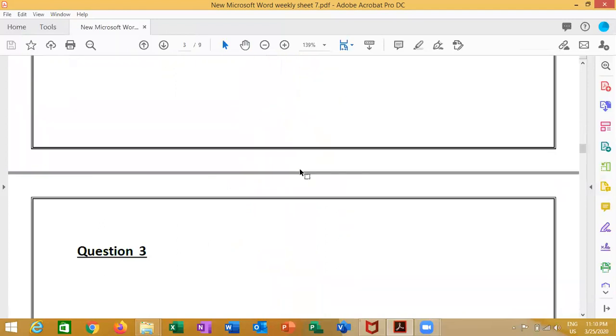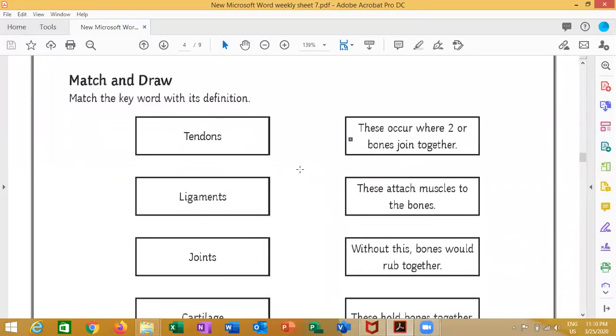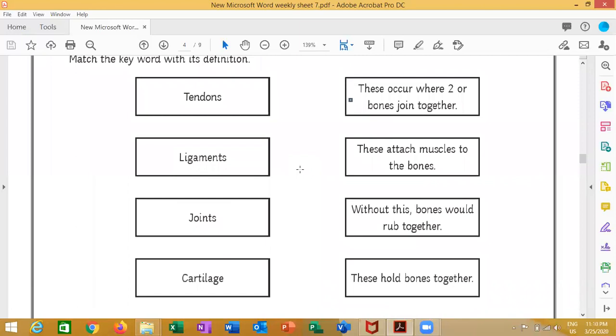Let's move to question 3. Here he wants you to match each structure with each function or definition. Let's start with number 1, the tendons. What is the function of tendons? Connect the muscles with bones. The function of tendons, connect the muscles with bones here. The ligaments, what is the function of ligament? The ligaments hold the bones together. This one, because it connected the bones together.